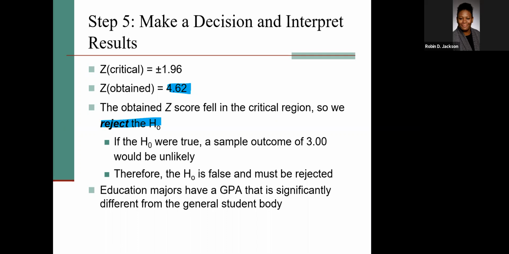So like the very last bullet says, education majors have a GPA that is significantly different from the general student body, or you would say education majors have a GPA that is statistically significantly different from the general body. I know that's a mouthful, but basically, yeah, GPA majors are different, and those differences are real. It's not due to random chance. Okay. So that's essentially what's going on there. And that's step number 5.